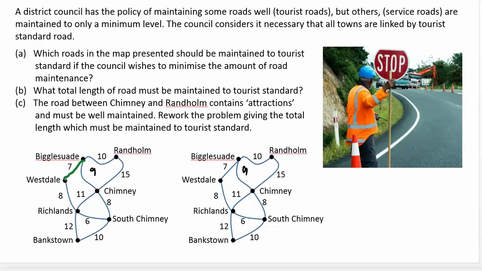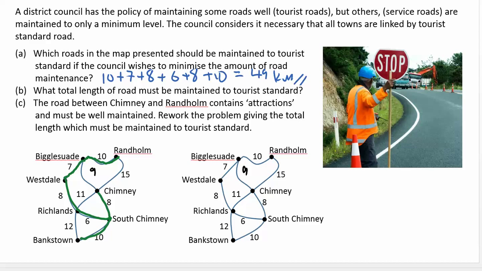Now the next shortest is the 8. Clearly the shortest here, the 6 and the 8 there. And in order to get to Random, I have to include that. I'm going to have to include the length 10. And the shortest of the distances remaining to me from South Chimney to Bankstown is the 10-kilometre road there. So the length of road that I require, adding those up, 10 and 7, 8, 6 and 8 and 10, will give me a total of 49 kilometres.